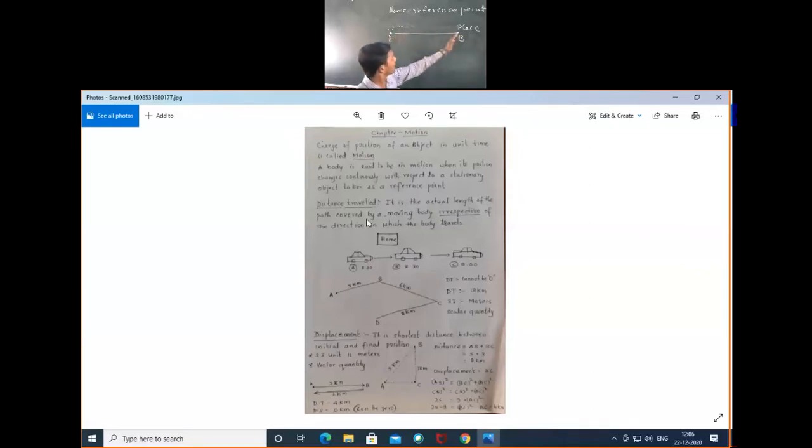Actual length of the path covered by an object, any car, or a man who is traveling. Think that Abhiram is traveling from home to school, his house is nearby the school. So he is walking from this place to this place. He is taking some time for this, and the actual length of the path covered by a moving object is called distance traveled.